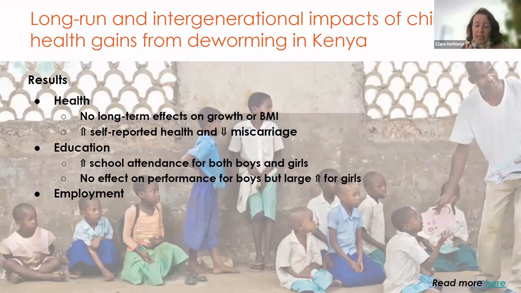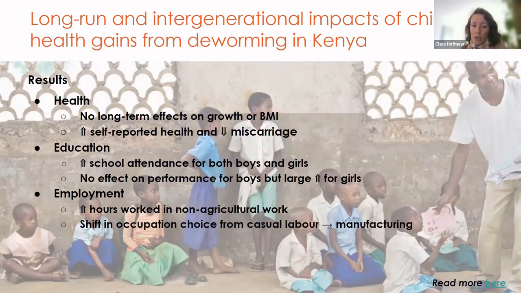In terms of employment, in the 10-year follow-up, it was found that deworming had a positive effect on the number of hours spent working, particularly in non-agricultural work. So for example, the time spent working in non-agricultural employment increased by 45% for both men and women. And this positive effect on working hours was still present at the 20-year follow-up. It also led to a shift in occupation choice. Beneficiaries were 3 times more likely to work in manufacturing and less likely to work in casual labor.